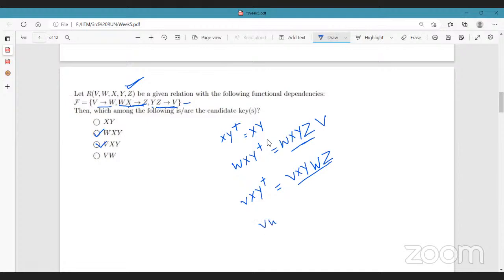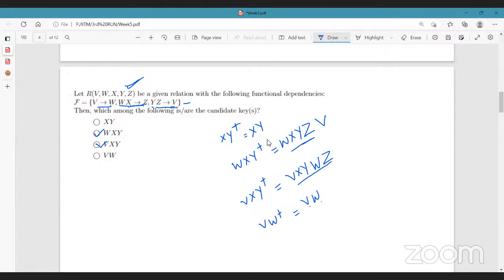Okay. Anyone for vw, whether it is a candidate key or not? It does not do anything, ma'am. It does not, right? Because v will ultimately determine w only, so it is here only. It won't determine any other attribute. So by that we can say that it is not a candidate key.